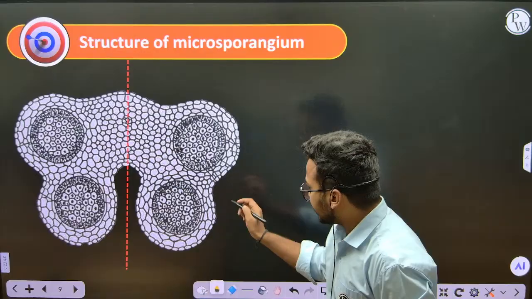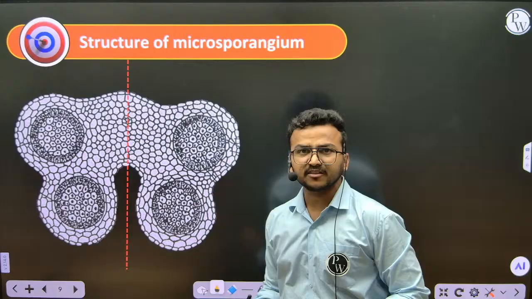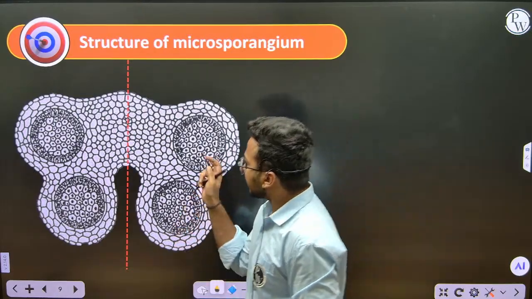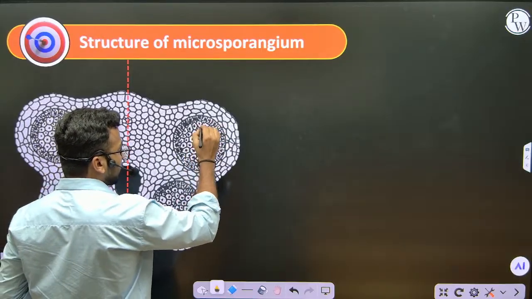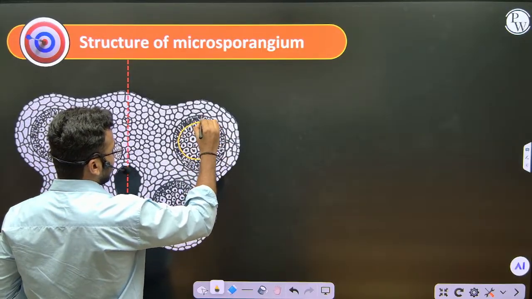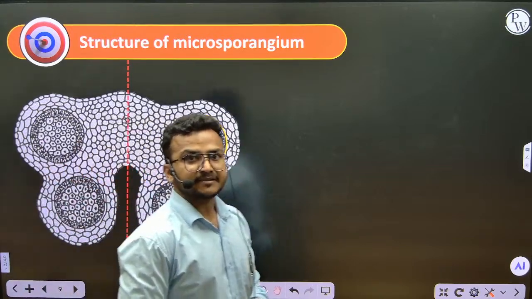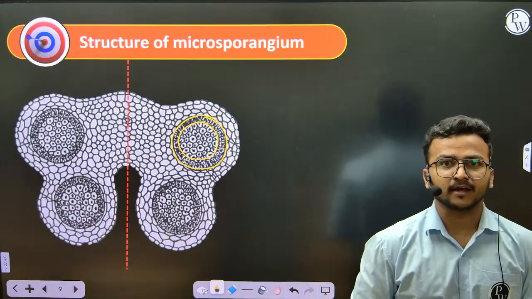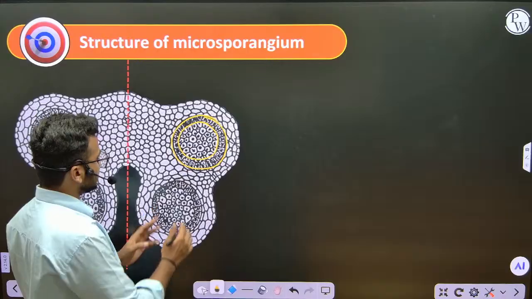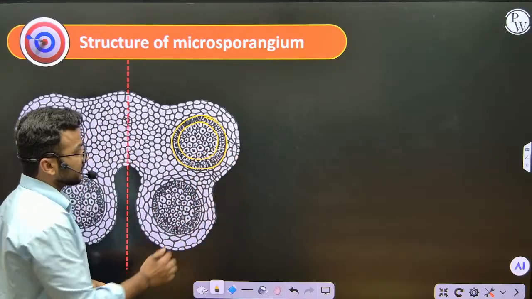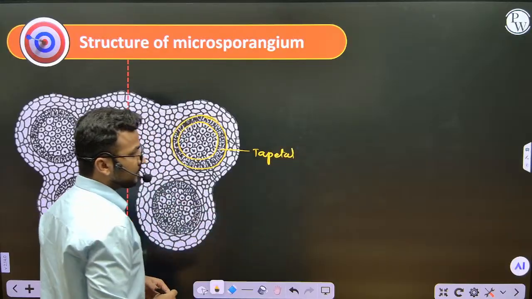As it contains sporogenous tissue here, we call this structure a sporangium. And this sporangium has 4 wall layers. Next to the sporangium, you can see here the dense layer of this structure, which we call the tapetal layer or tapetum cells. The innermost layer of this microsporangium wall is the tapetum cells. So these are tapetal cells or tapetum.